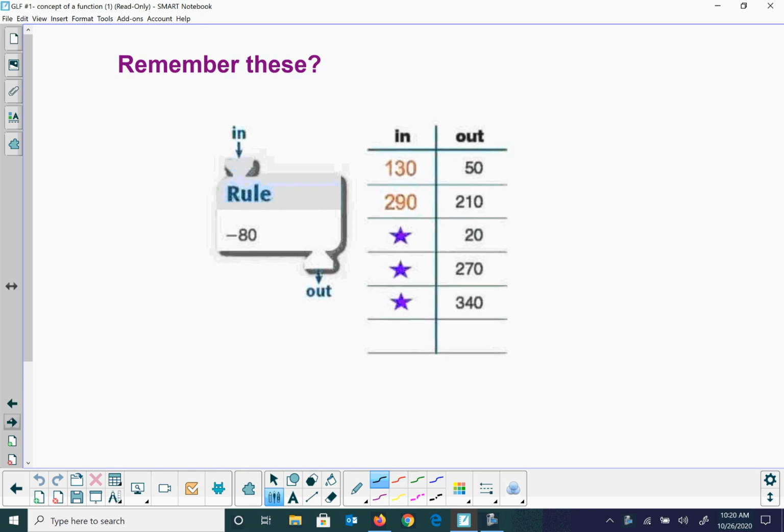So remember this, this is an old thing. If you had an input, you subtract 80, and then you get an output. So if I put 130 in, I would subtract 80 from that, and I get 50 out. If I put 290 in, I'd subtract 80 from that.